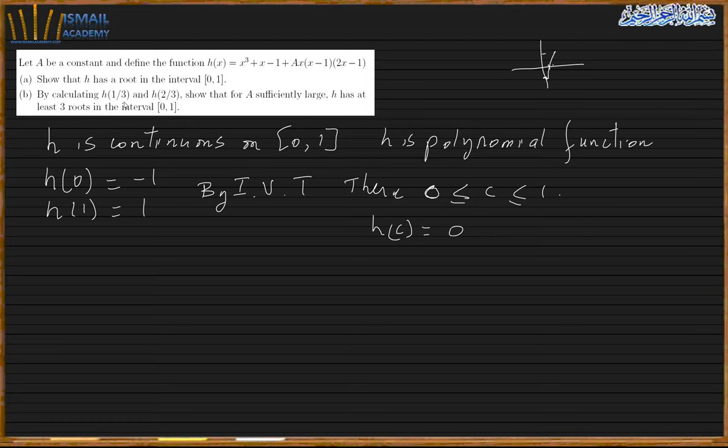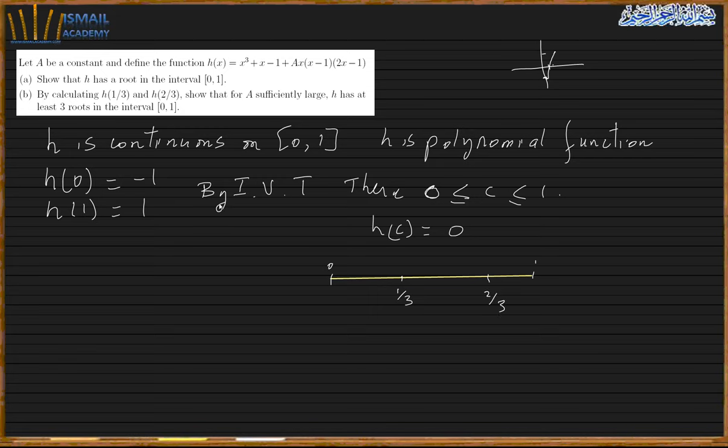Now, by calculating h of 1/3 and h of 2/3, show that for a sufficiently large, h has at least 3 roots. Alright, so what do you mean by 3 roots? If I do my number line here, how can I have 3 roots on 0, 1? So this is 0, this is 1, this is 1/3, this is 2/3.